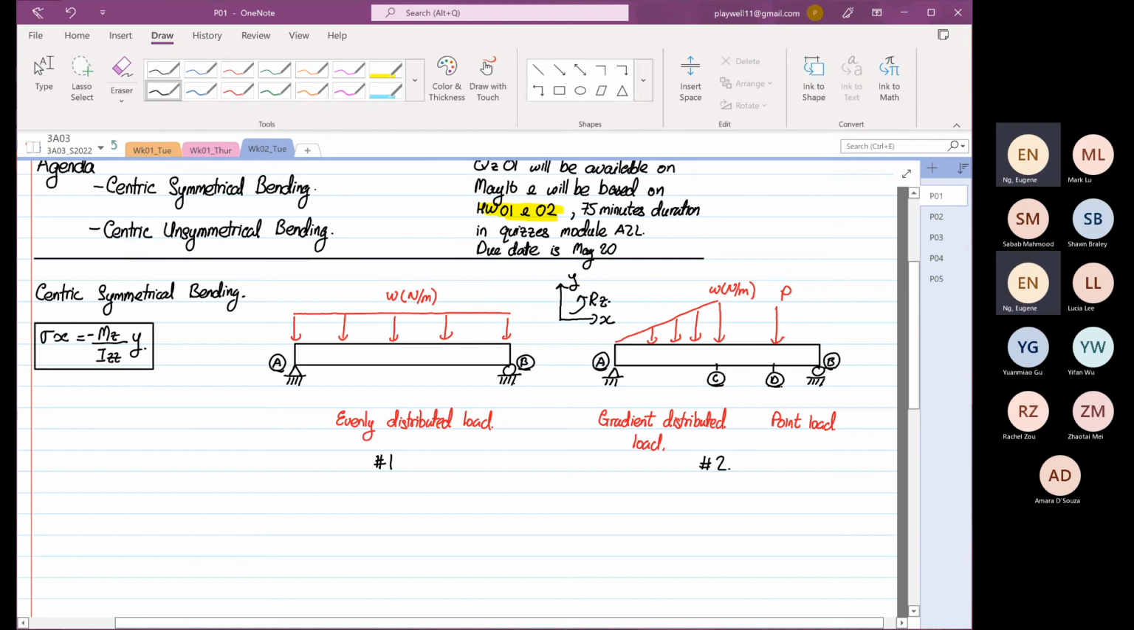Can anyone tell me which one is under centric symmetrical bending? 1 or 2? Anyone? You can type. I can see your answer also if you want to. I have no reply over here. Anyone? Anyone there? Hello, can you hear me?